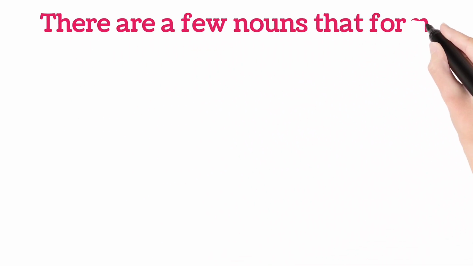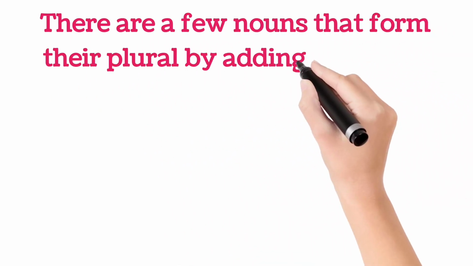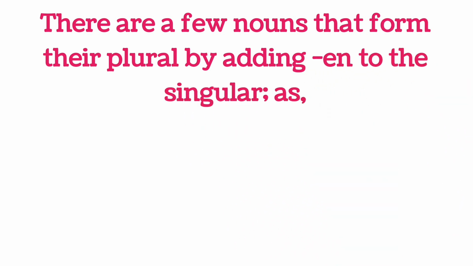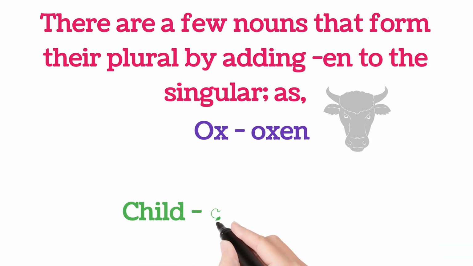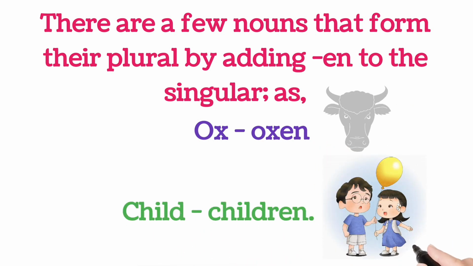There are a few nouns that form their plural by adding en to the singular. As ox, oxen. And child, children.